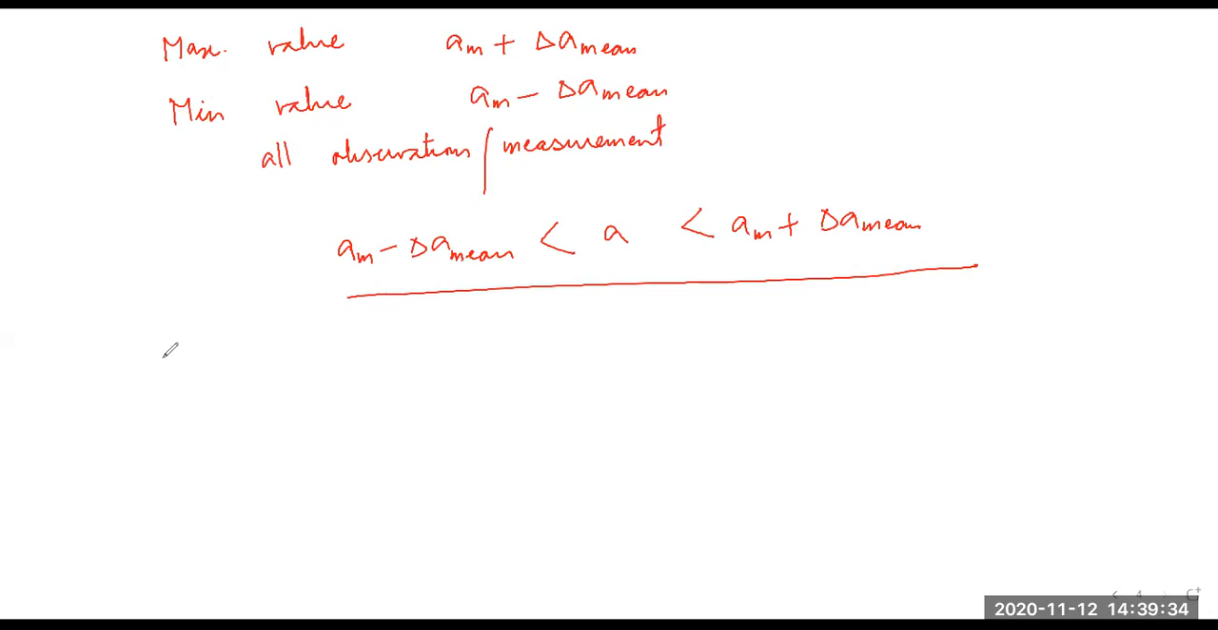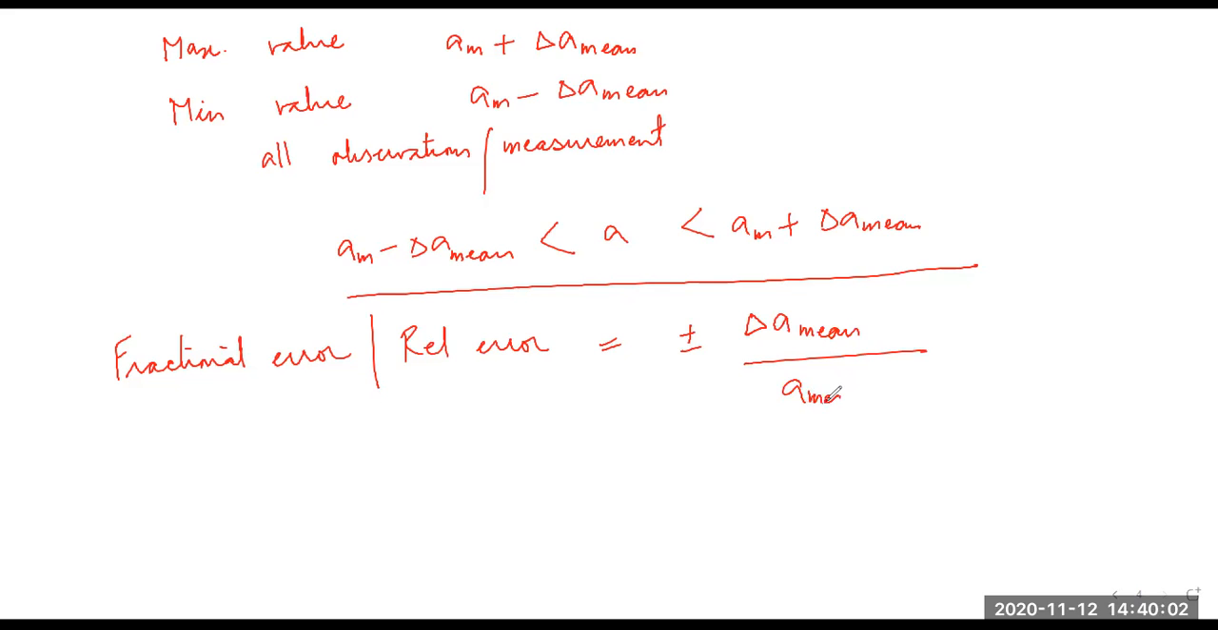Having done this, students, I talk about the last type of error. What is that? Fractional error, or it's known as relative error. That is equal to plus minus delta A mean divided by AM, or A mean. It is the ratio of mean absolute error divided by true value. Students, if I multiply this by 100, I get percentage error.